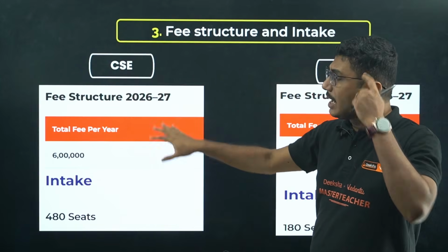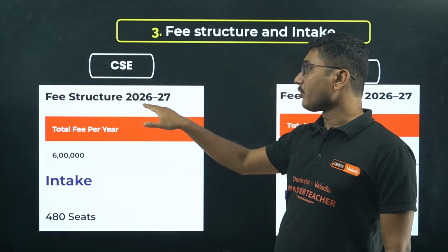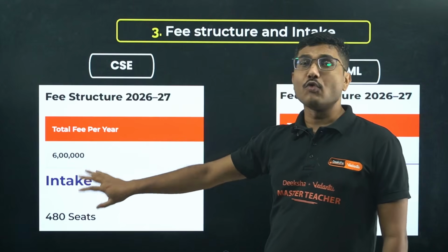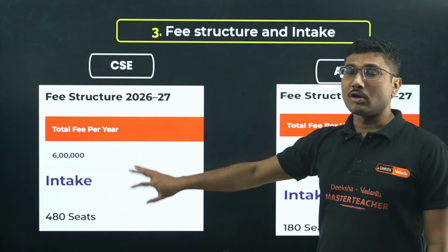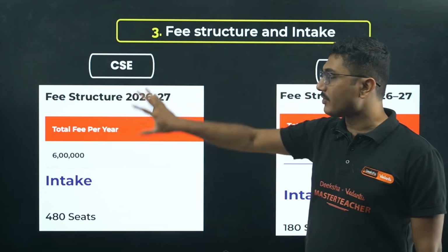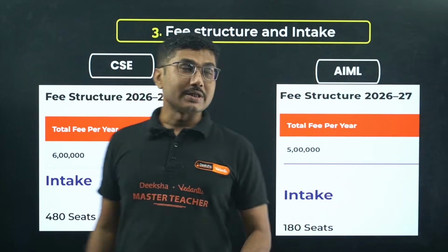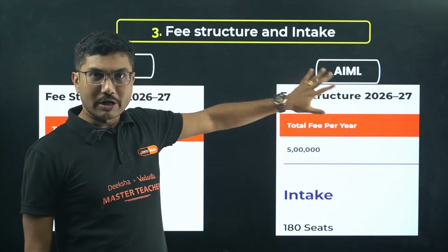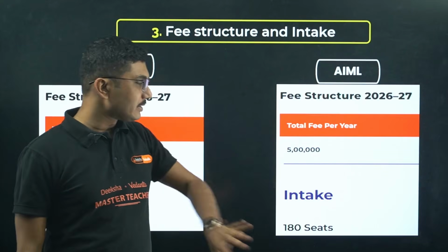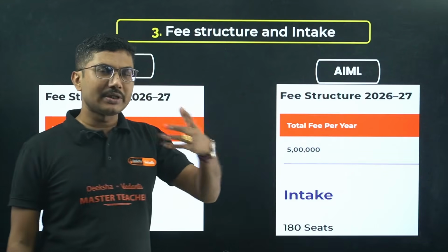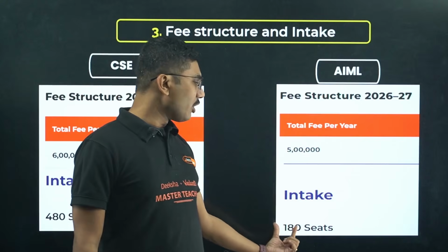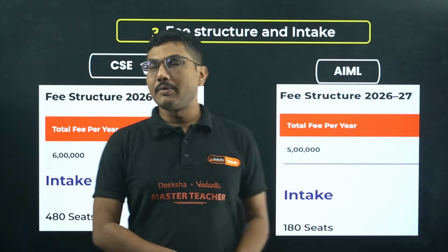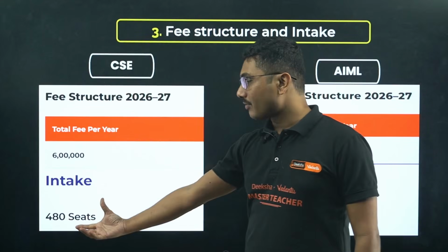For CSE, the fee structure for 26-27 is 6 lakhs per year, and they have 480 seats, not one, not two, 480 seats. So CSE has the maximum number of seats. If you consider AIML, the fee structure is lower, only 5 lakhs, and seats are also very few. Intake means the number of seats that they have, so only 180 seats are there. So for AIML, there will be a lot of competition, but for CSE the seats are 480.